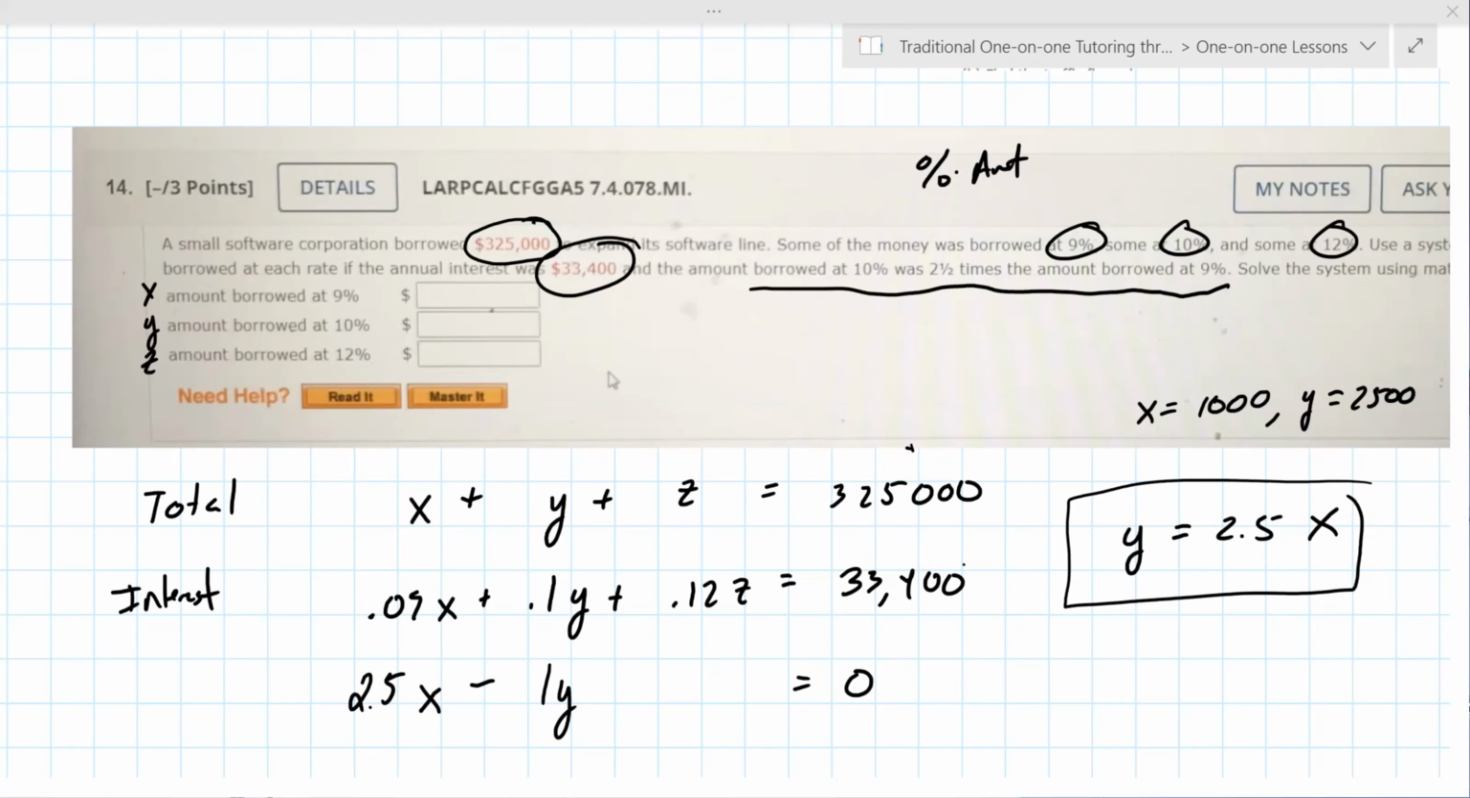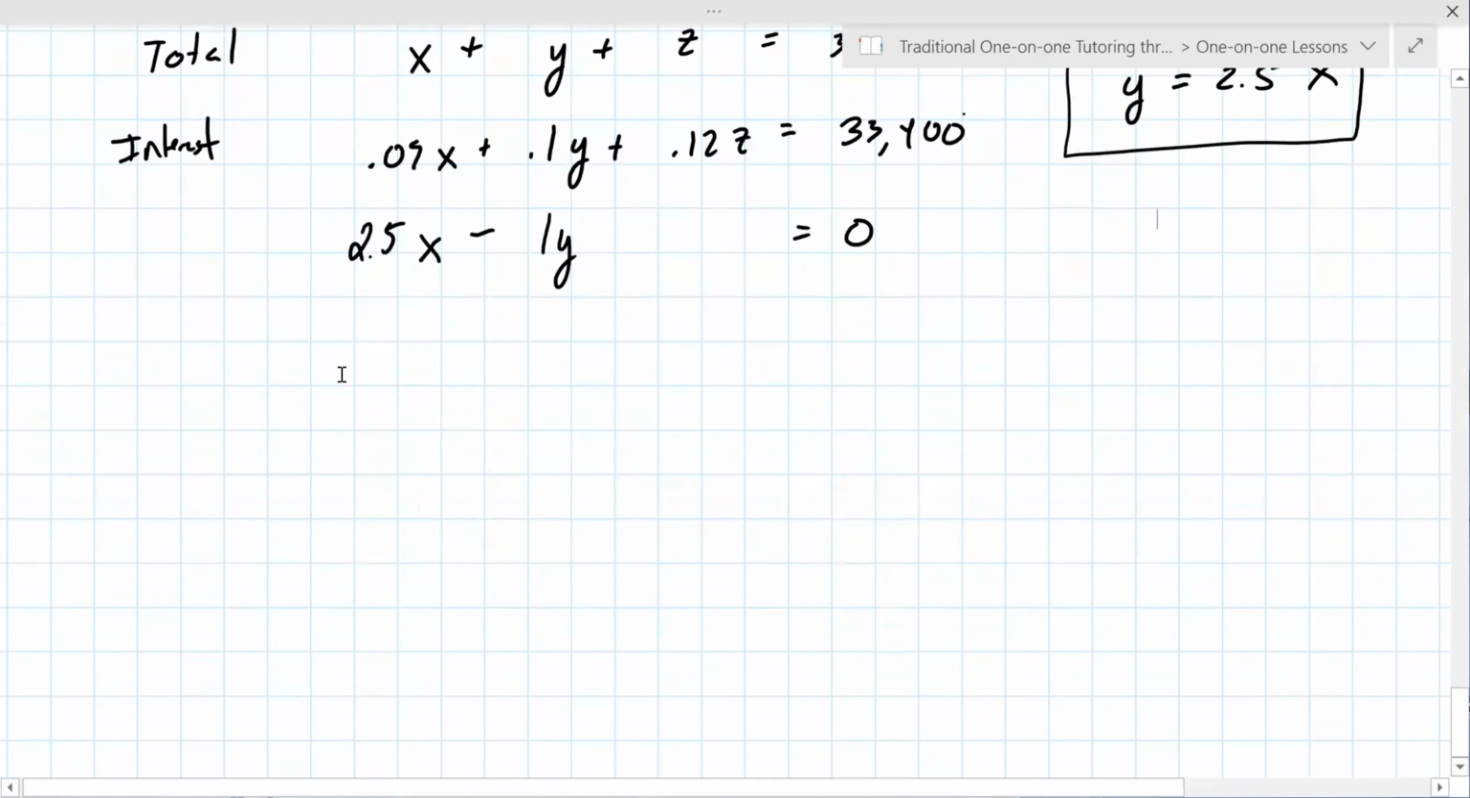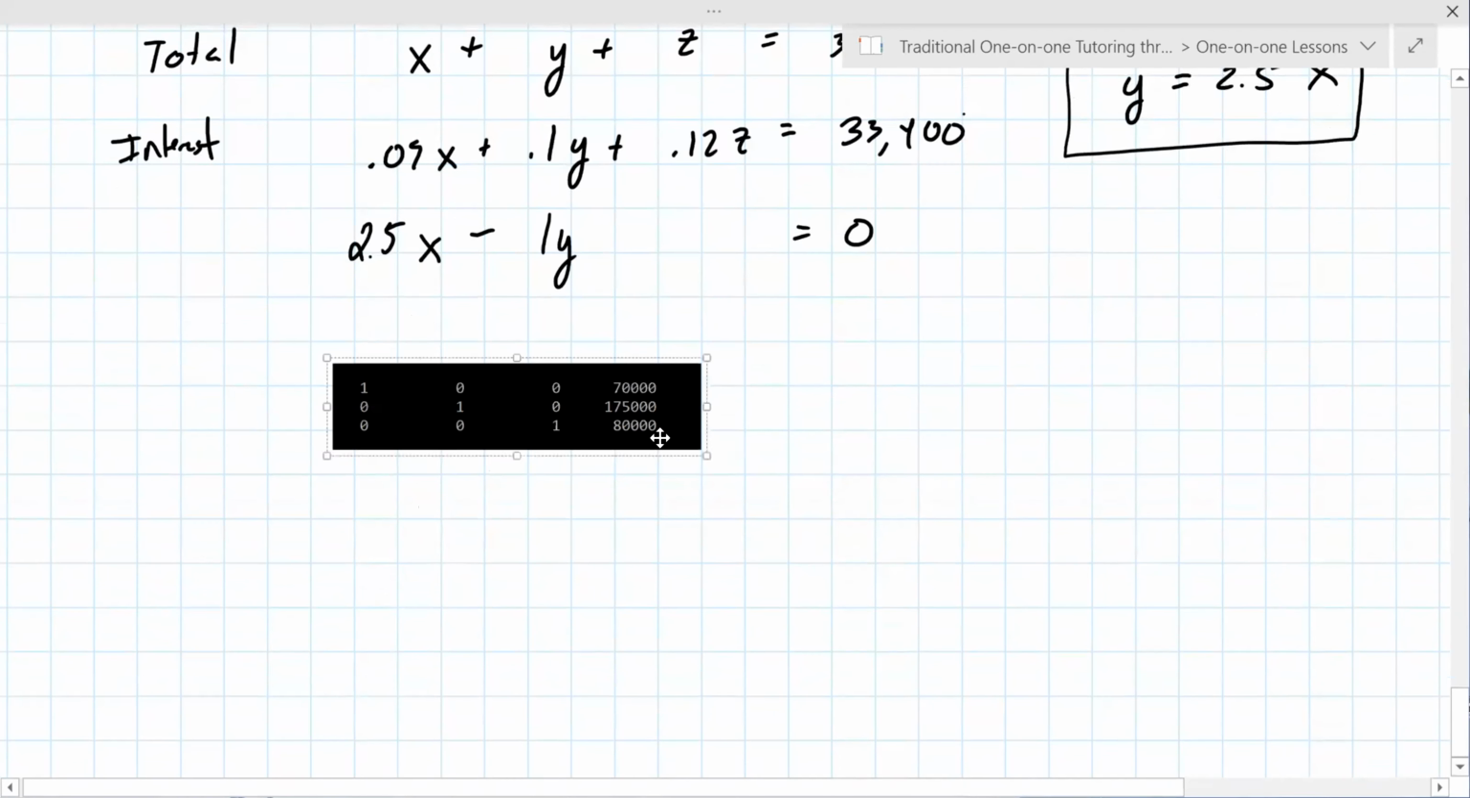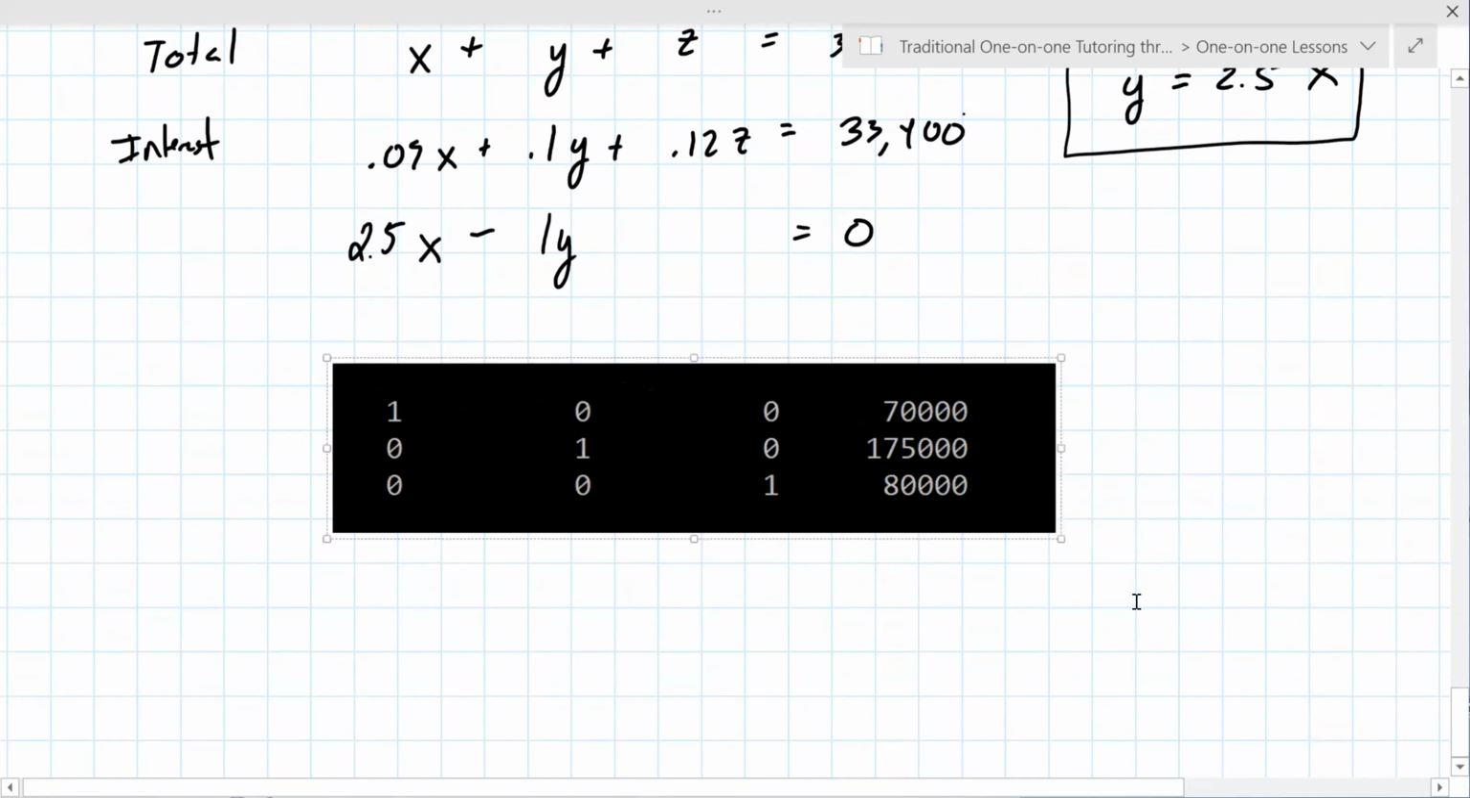At least for you. You're done, Jamie? Yeah, I got X equals 70,000. Yep. Y equals 175,000. Yep. And then Z is 80. 80, yeah. Again, you should get nice numbers for this. If you don't, check that you entered it correctly. Number one mistake is stuff like that.